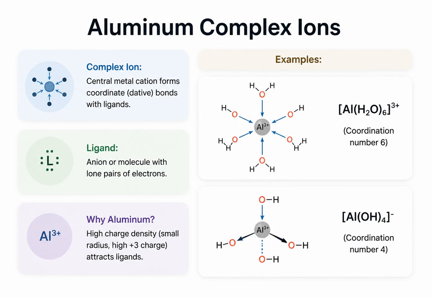You might wonder why aluminum forms these complex ions. It's because the aluminum ion has a very high charge density. It has a small ionic radius, but a high +3 charge. This strongly attracts ligands, which are molecules or negative ions with lone pairs of electrons, allowing them to form coordinate or dative bonds with the empty d orbitals of the aluminum cation.